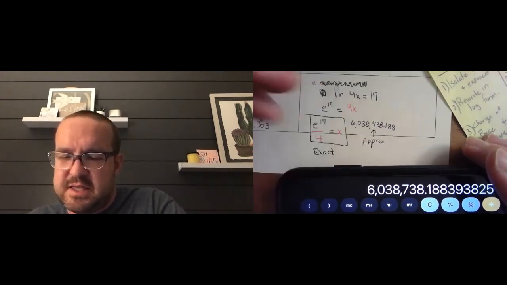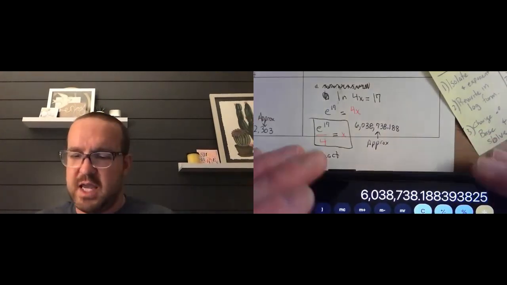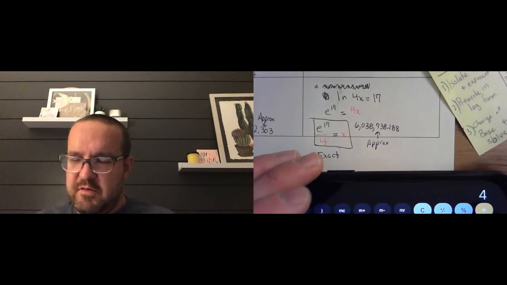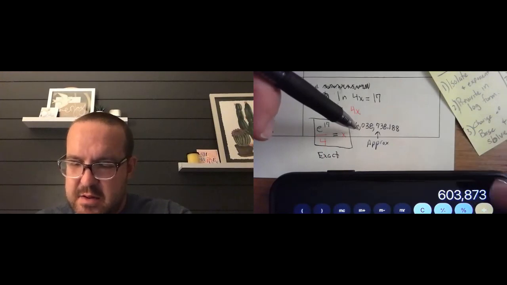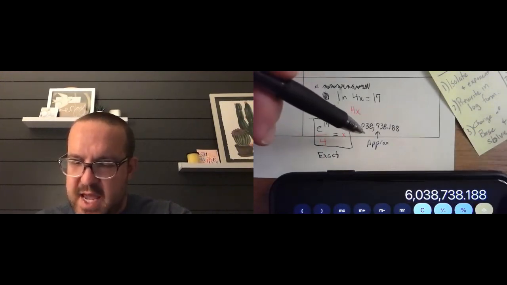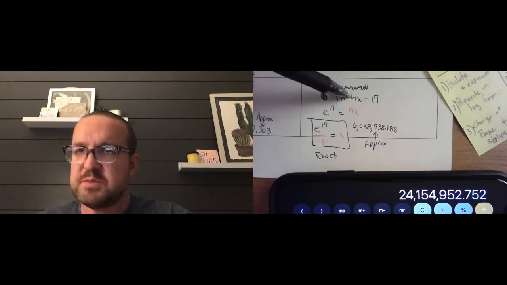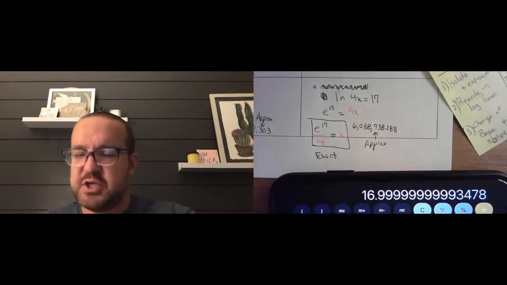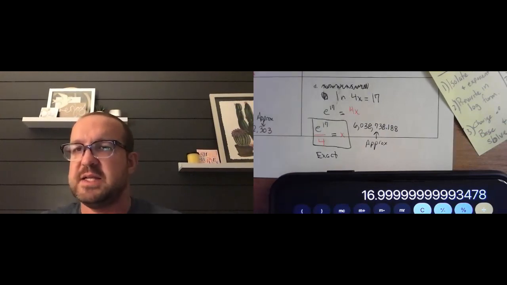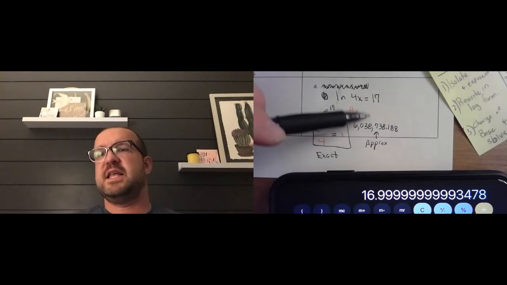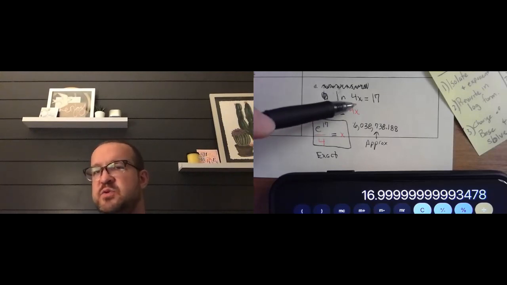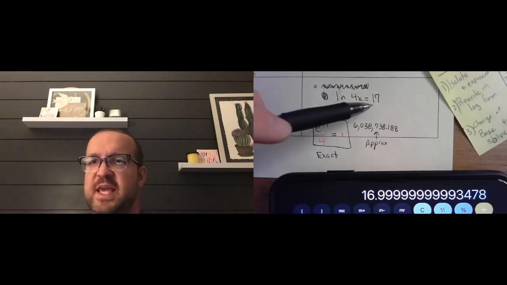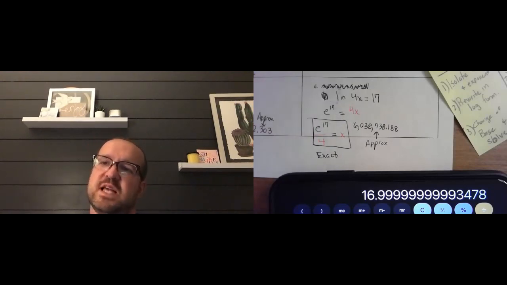Now, this is kind of an interesting thing. If we did check it, again, we could say 4 times 6,038,738.188 equals, because I multiplied it by 4, just plugging it back into the original. I could then take the natural log of that and see how close my answer is to 17. Again, basically e to what power is that 24 million? Well, the reason it was 24 million is because I had to multiply by 4. So e to the 17th power was that 24 million.